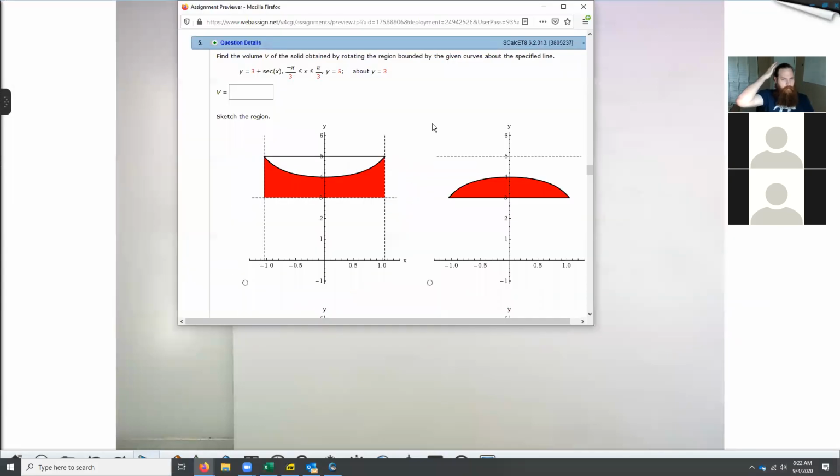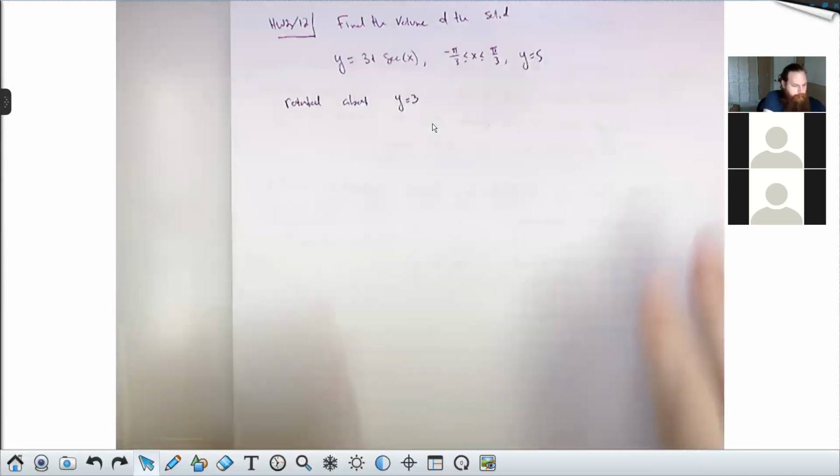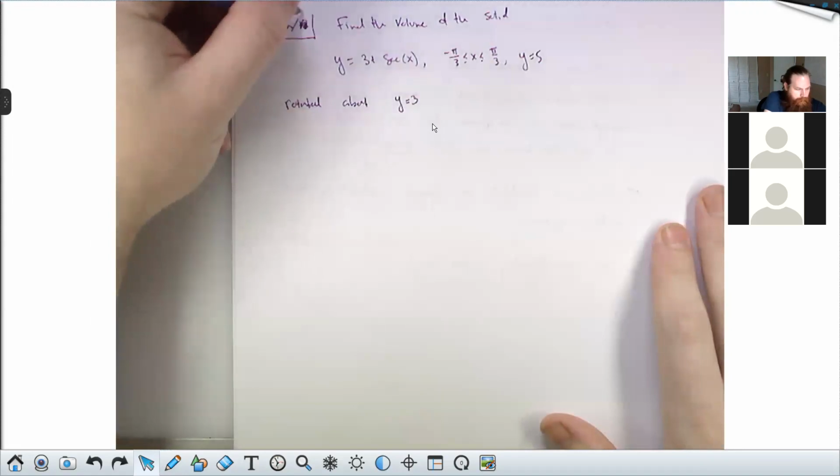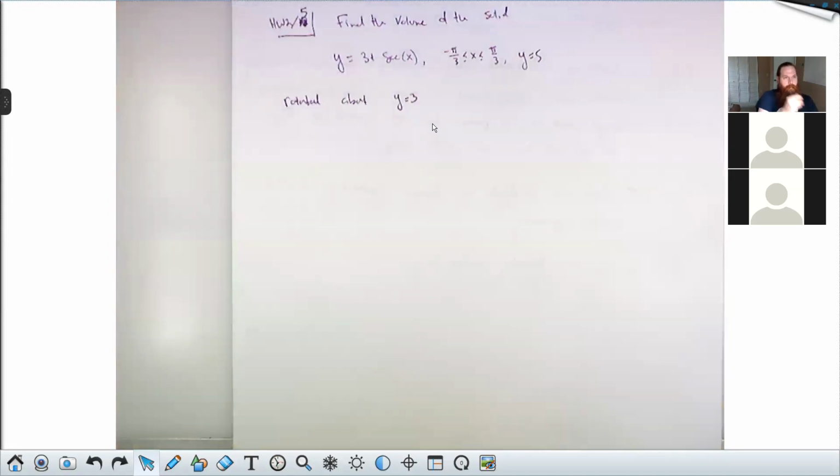Did I say 12? I think this is 5, right? Yeah, sorry. Yeah, we're going to start with 5. So I'll go in order. We'll do 5, 6, then 12. 5, 6, 9, 12. So we want to find the volume of the solid generated by rotating the region about y equals 3.